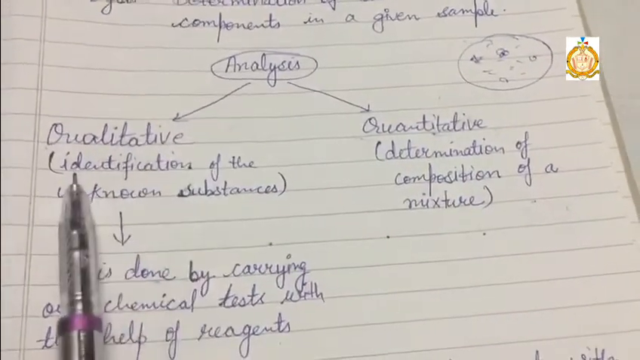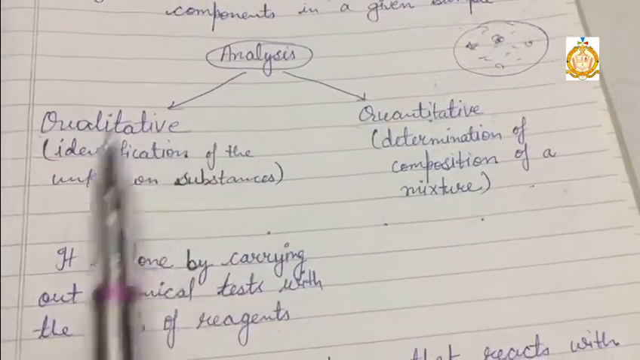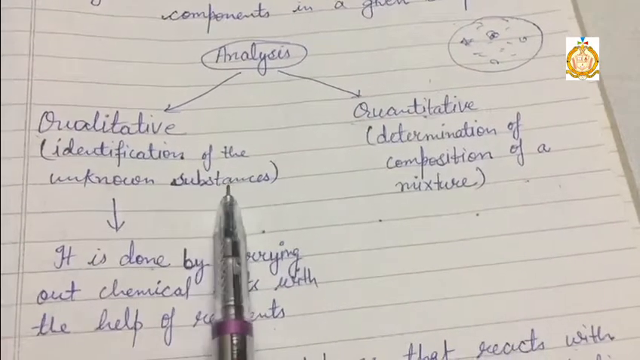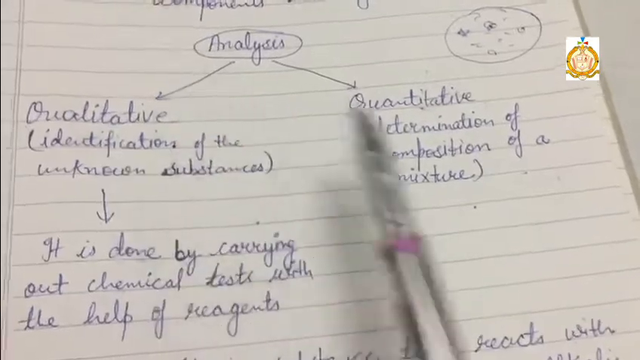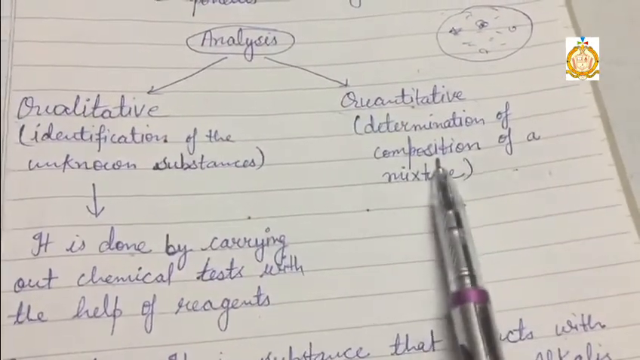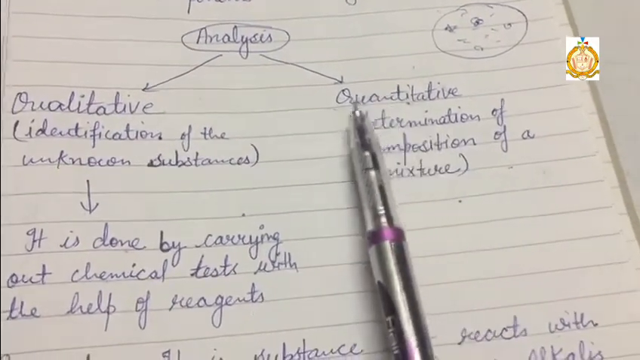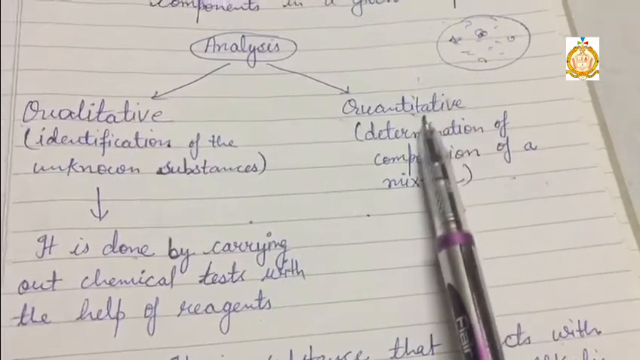Qualitative analysis is identification of unknown substances, which means finding which things are present in the substance. Quantitative is determination of the composition. Composition means how much substance is there. So this one is related to number data.